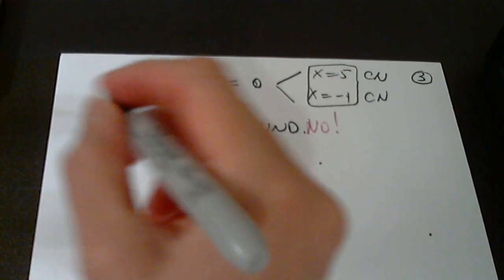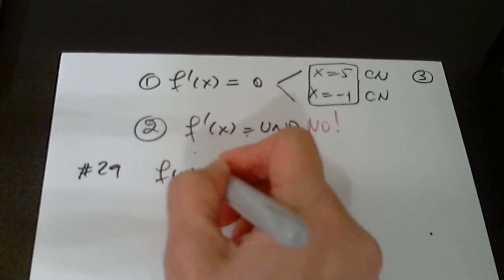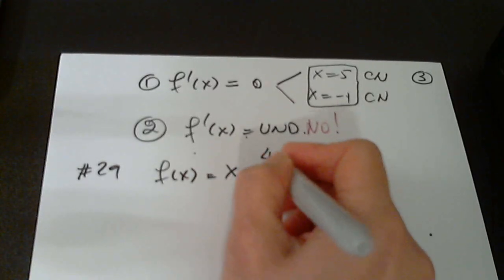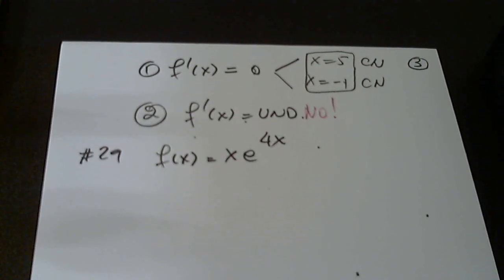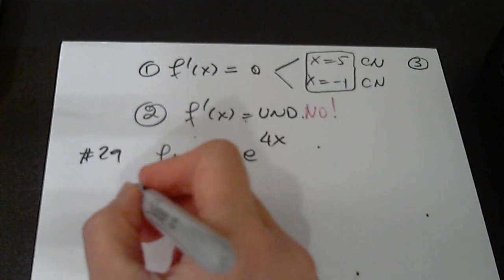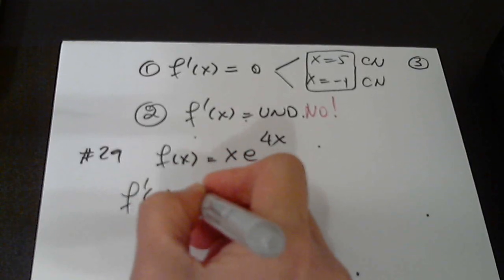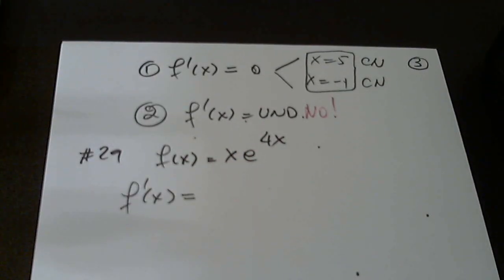In 29, we have f of x equals x e to 4x. Good. Again, the same question. Does this function have critical numbers? I don't know. I have to find f prime of x. Can anyone give us f prime of x for this function, please? Please, for 1 minute, work on f prime of x.